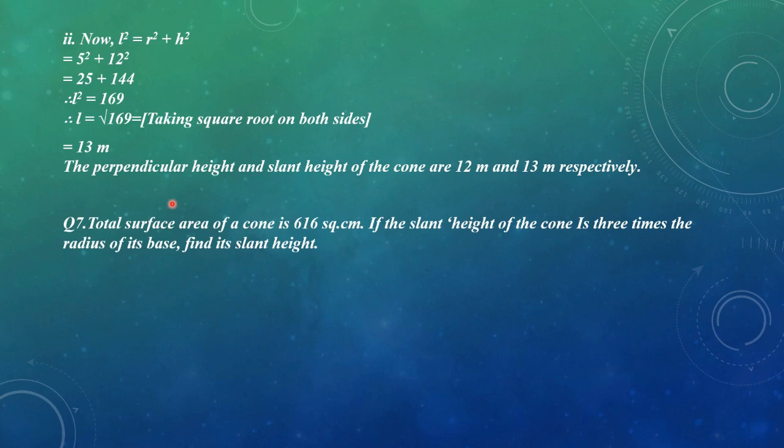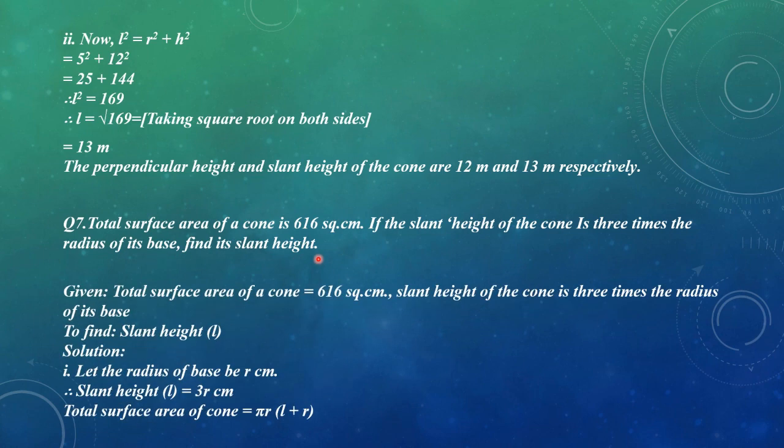Question number 7. This is also related with cone. The total surface area of a cone is 616 square centimeter. If the slant height of the cone is 3 times the radius of its base, find its slant height. Given the total surface area of cone is equal to 616 square centimeter and slant height of the cone is 3 times the radius of its base, we have to find the slant height L.